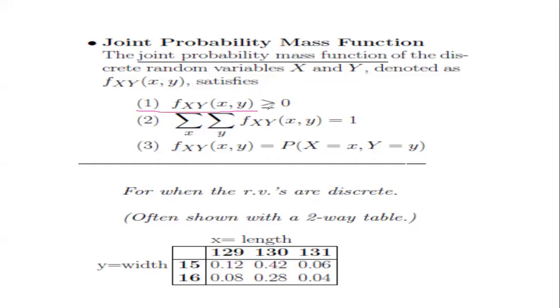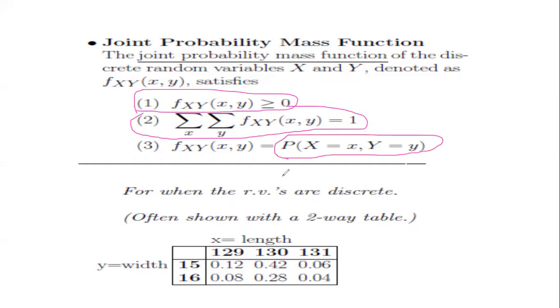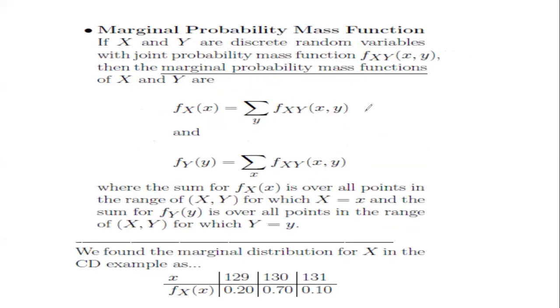Any joint probability calculated in the table is supposed to have a value greater than or equal to zero, because if you sum up all our probabilities in the discrete case, they should sum up to one. And you can express one unique probability like this. That's as simple as that. We have already seen the example of this.